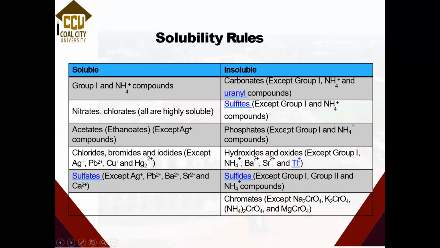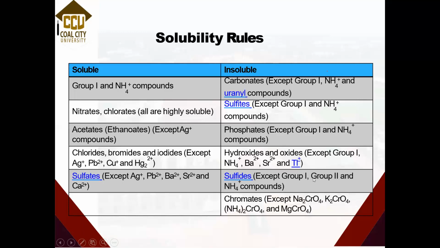Phosphates are insoluble, except for group 1 and ammonium. Hydroxides and oxides are insoluble, except for group 1 and ammonium. Just make sure you know group 1 and ammonium. Those are the ones I would most likely put as tricks so that you can find out whether a compound is insoluble or soluble. Sulfites, you can see there's a difference between sulfate and sulfite. This is sulfate, SO3. This is sulfite, SO2. Is that okay?